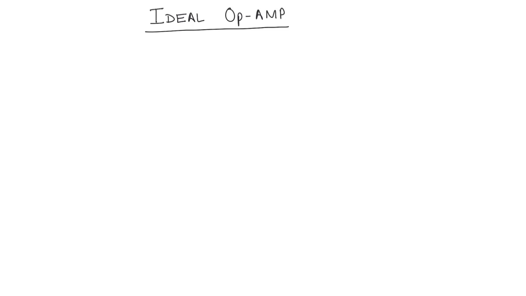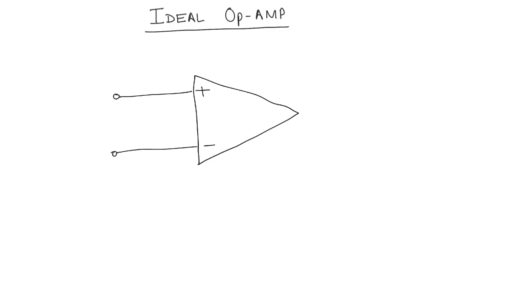So let me just draw an op-amp here. We already saw that this is the symbol of an op-amp and that the op-amp has two inputs, what we call the non-inverting input and the inverting input. Let's just call these V in plus and V in minus. And the op-amp has an output. Let's call it VO.